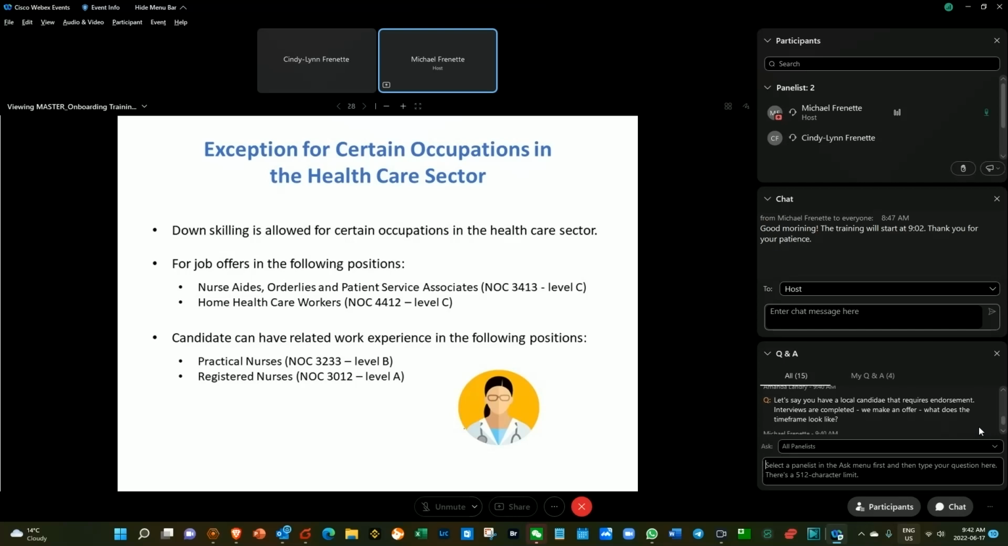So for job offers in the following positions, as you can see here, anything in the NOC level, practical nurse or registered nurse. Anyone who would have experience as a practical nurse or registered nurse could accept a position in the lower NOC, as we see in the two examples here. That is solely to allow them to come here in Canada and write the exam to be allowed to practice as a practical nurse or a registered nurse.